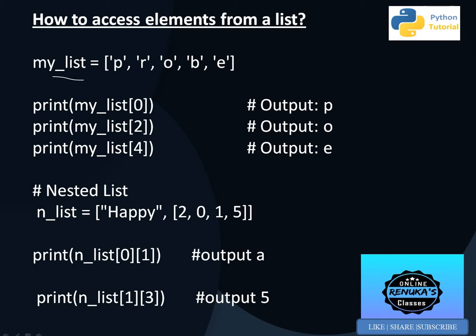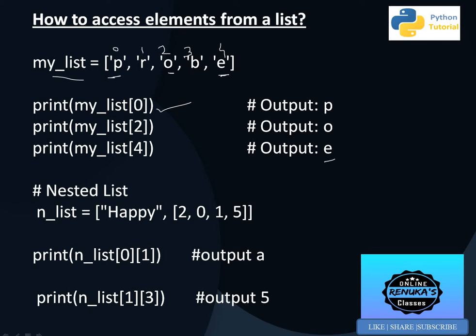Now if we say my_list[0], it will show the first character, that is P. So P is at index 0, R at 1, O at 2, then 3, and then 4. Likewise, if I say my_list[2], at index 2 there is O, so the output is O. my_list[4], in that case at index 4 it is having E, so the output is E.